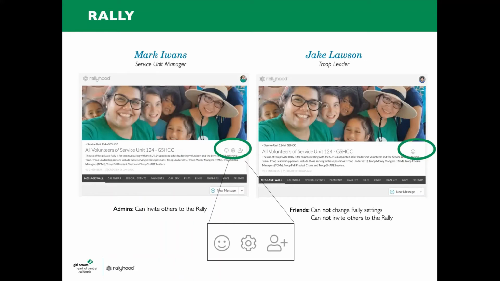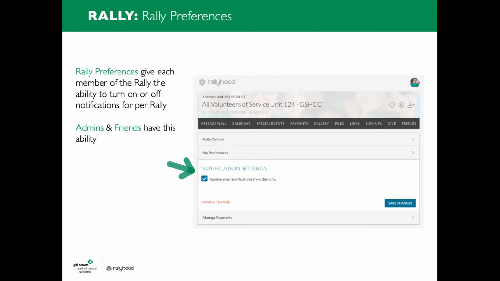All right, so let's go ahead and take a look at rally preferences. If you're ever part of a rally that just has a ton of activity and the daily digest is very, very long, you might want to turn that setting off, which if you do, you go to preferences. A rally admin or a friend can do this. You just uncheck that, click save changes, and just like that, you will not receive any notifications for that rally. This is kind of common for large council rallies that might have thousands of people in it.